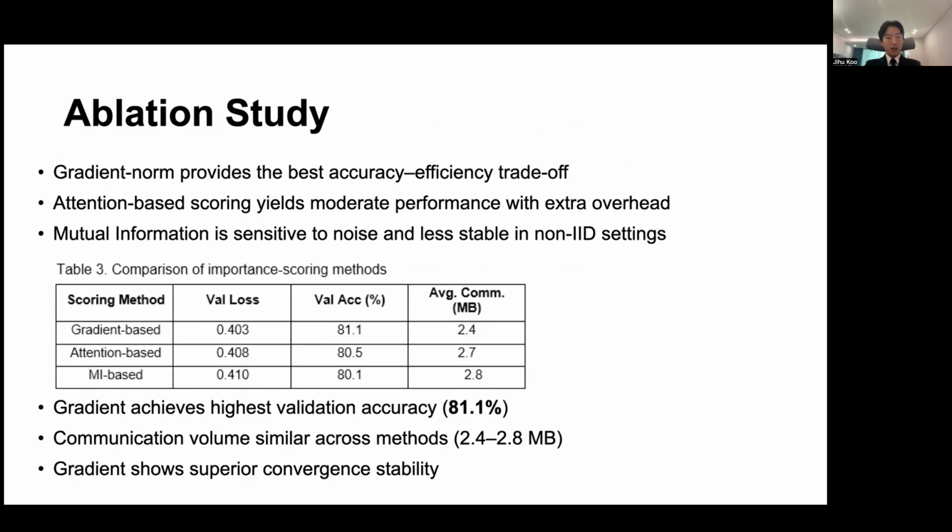Now we also compare three methods of importance scoring, which are firstly gradient norm, secondly attention-based scoring, and thirdly mutual information. Gradient norm performed the best because it directly reflected the loss landscape, and it achieved the highest validation accuracy of 81.1% and showed the most stable convergence. Attention-based scoring and mutual information were still valid but more sensitive to non-IID noise.